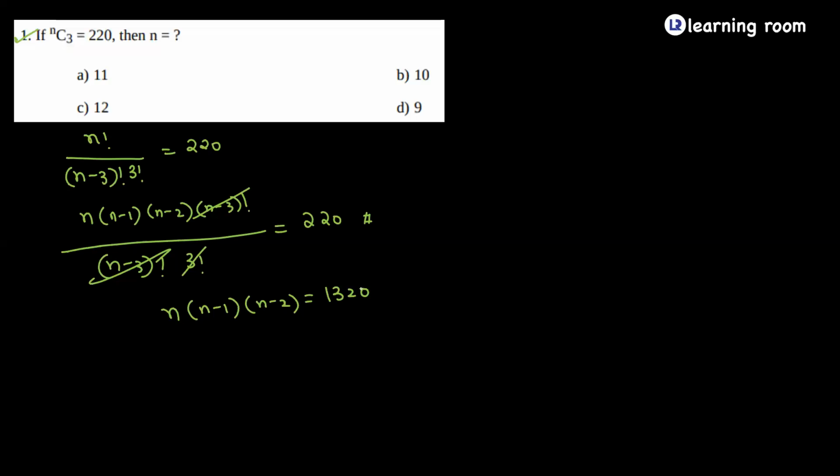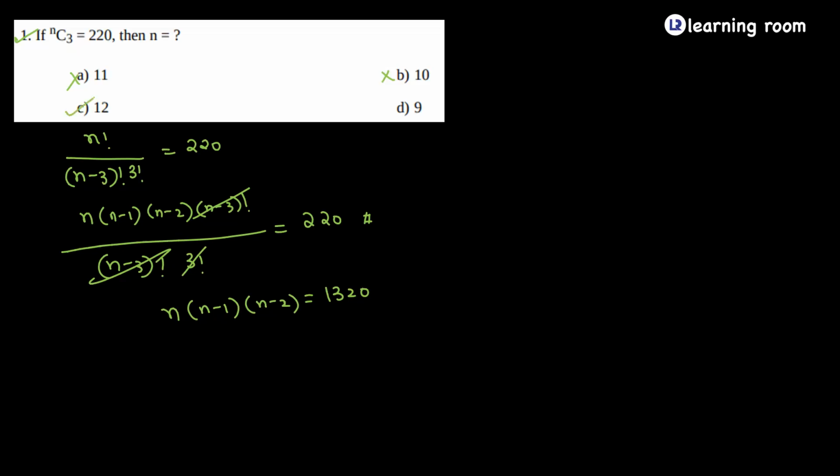It's not working. So take 10 into 9 into 8. 9 into 8 is 72, so 720. Not working. So for 12, you substitute and see. 12 into 11 into 10. 12 into 11 is 132. 132 into 10 is 1320, and that is working.